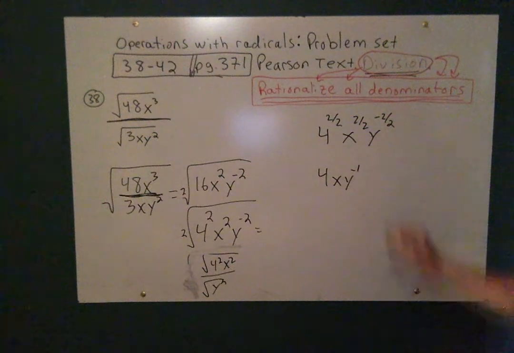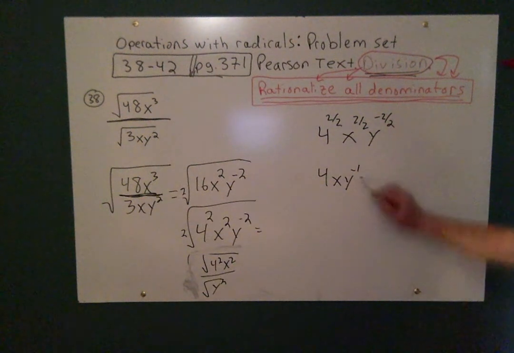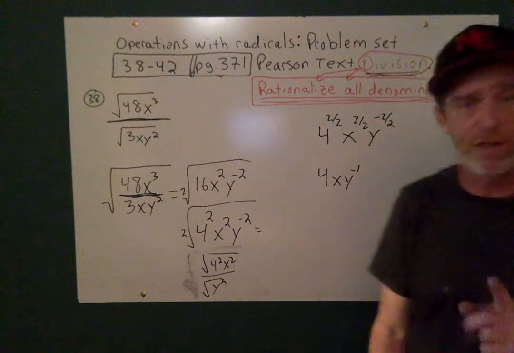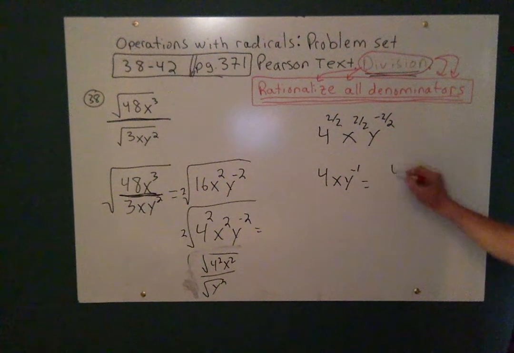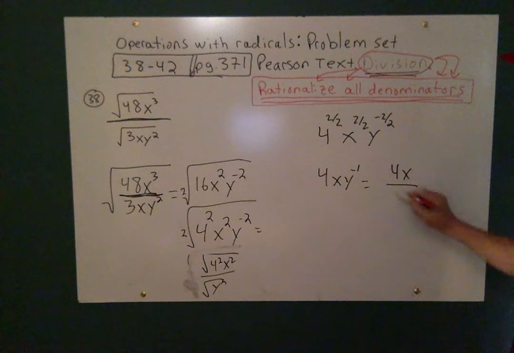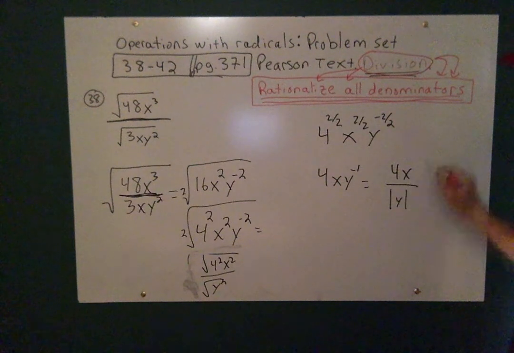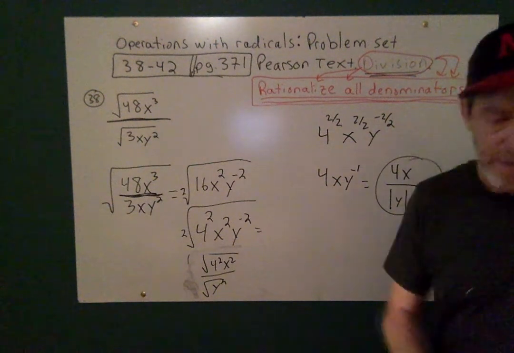So when I write this in simplified form, and remember, when we have the negative, it simply means it's on the wrong side of a rational expression. So this turns out to be 4x over the absolute value of y. And that will be it.